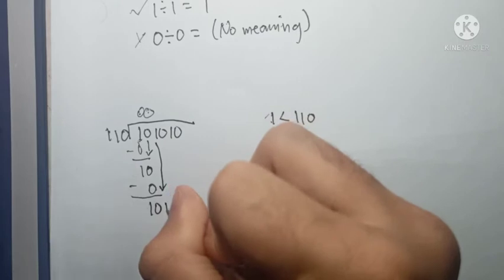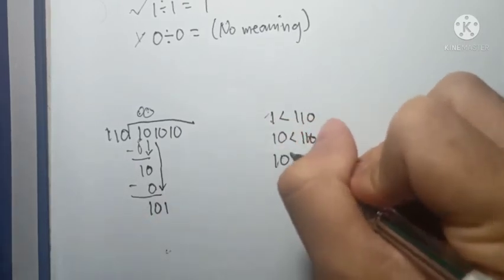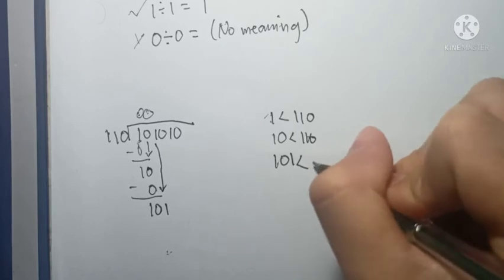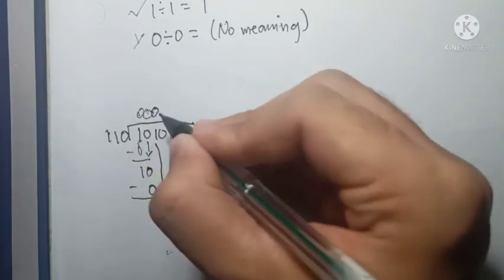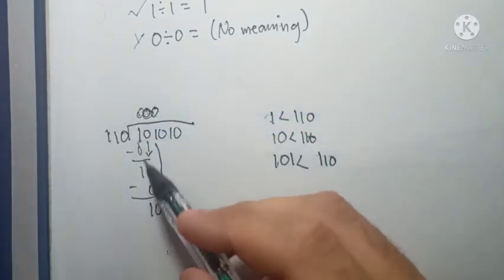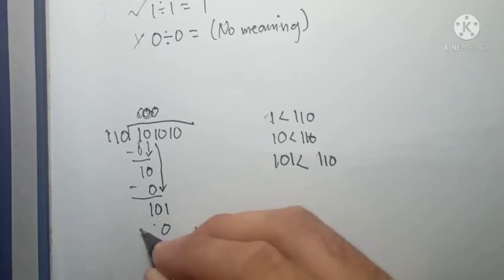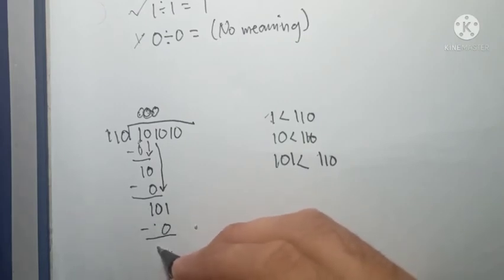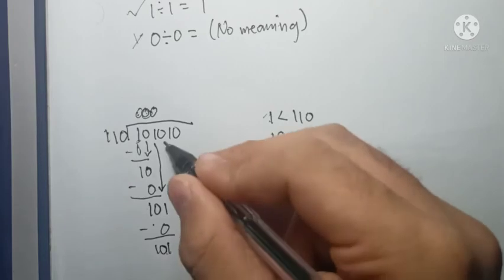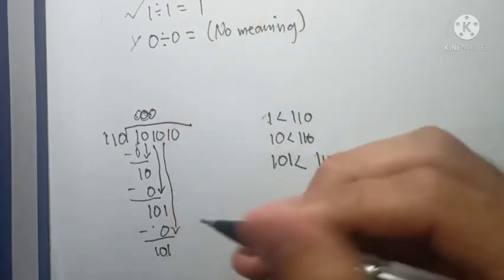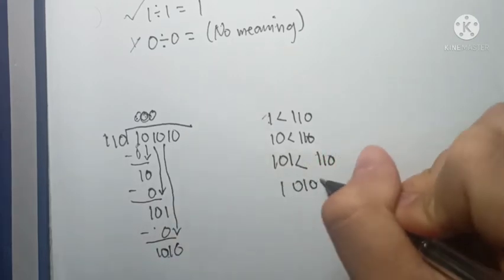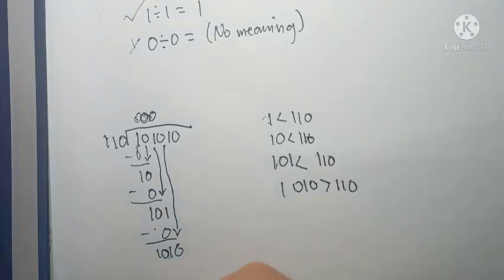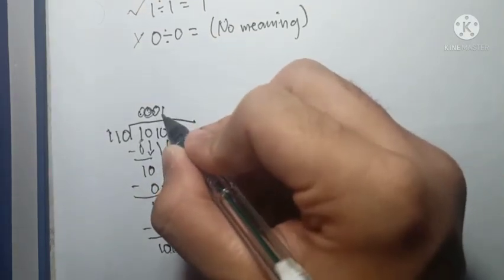Bring down 1. 101 is still less than 110. We will still have quotient as 0. 0 times 110 equals 0. Subtract, and we will have the remainder 101. So bring down 0. 1010 is greater than 110. We will have the quotient as 1.